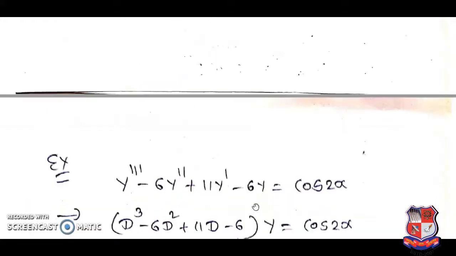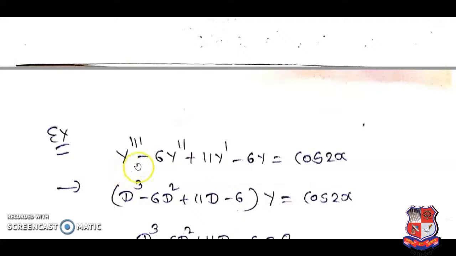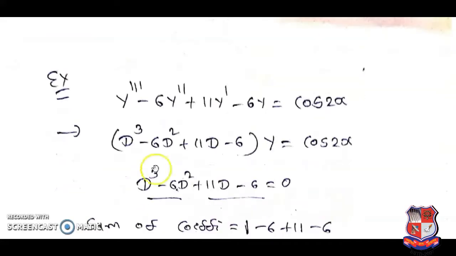Another question we have to consider: y triple dash minus 6y double dash plus 11y dash minus 6y equal to cos 2x. It is a cosine method. So first we have to write down the higher order: d cube minus 6d square plus 11d minus 6, y equal to cos 2x. d cube minus 6d square plus 11d minus 6 equal to 0. First two terms, last two terms: in the first two terms d square is common, d minus 6, but in the last two terms d minus 6 is not a common factor.